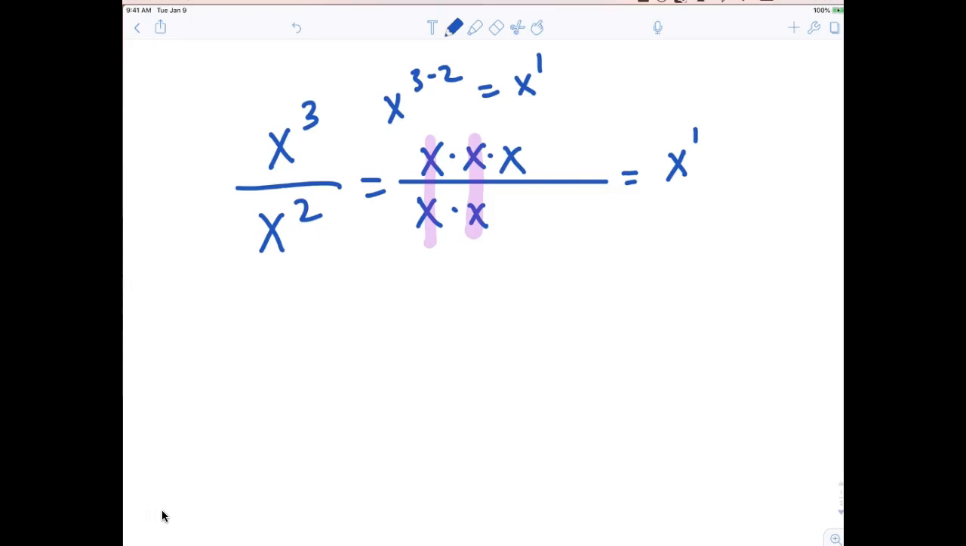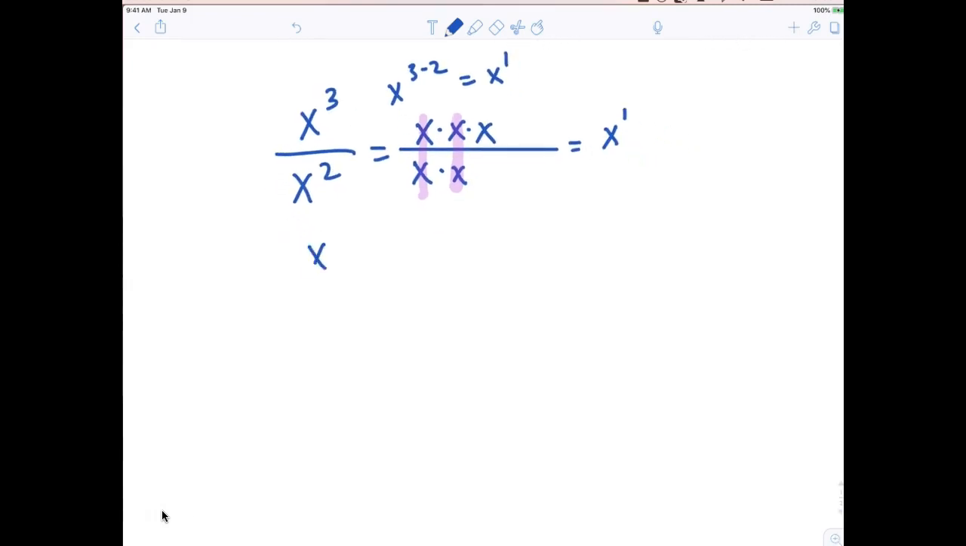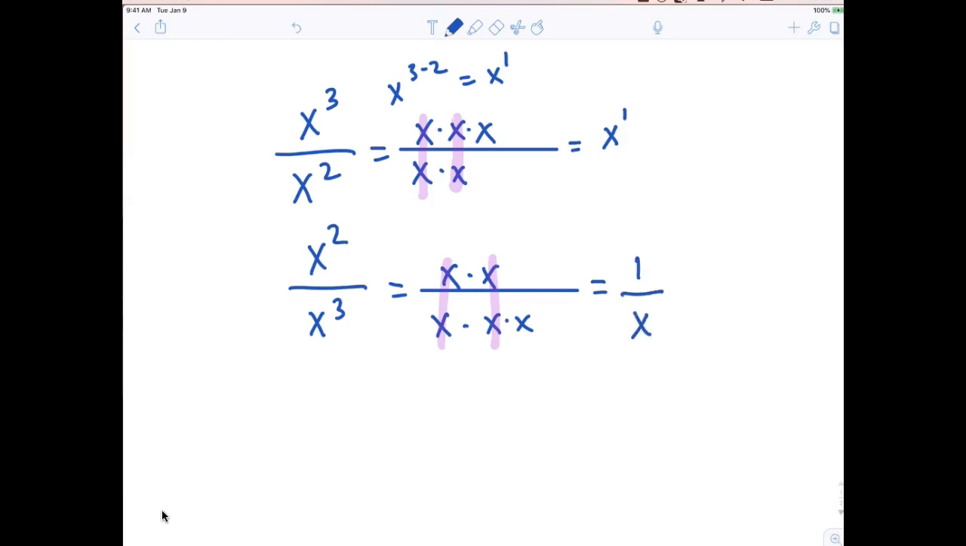Now let's try something a little bit harder. What is x squared divided by x cubed? You would probably tell me that it is x to the negative 1. That's a good answer, but let's really see what it is. X times x over x times x times x. When I cancel things out, I don't end up with 1. I end up with 1 over x.